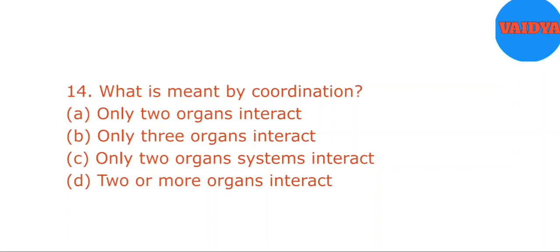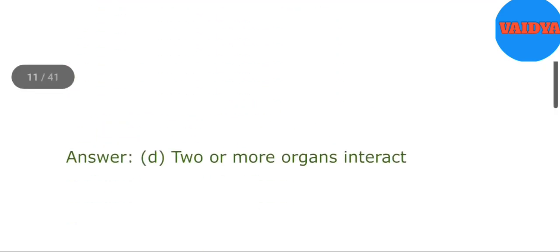14. What is meant by coordination? A. Only 2 organs interact. B. Only 3 organs interact. C. Only 2 organ systems interact. D. 2 or more organs interact. Answer D. 2 or more organs interact.